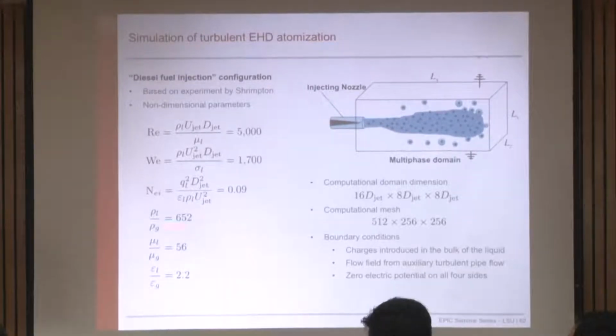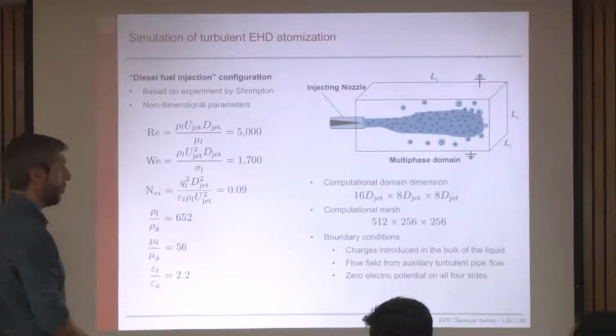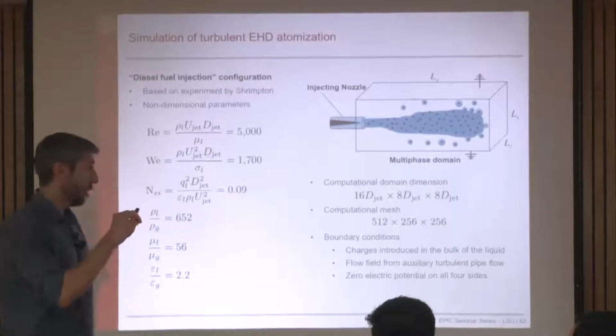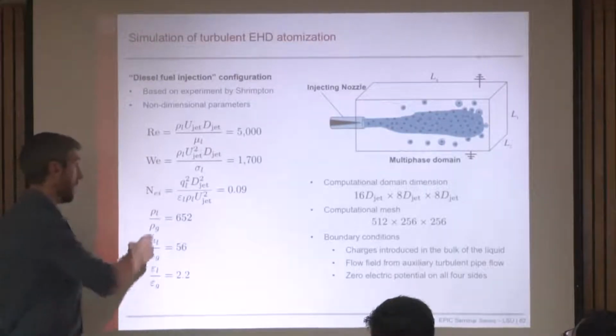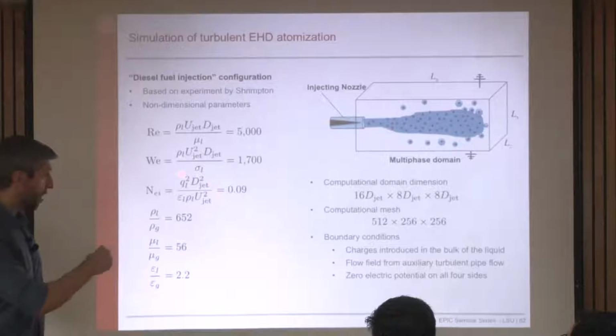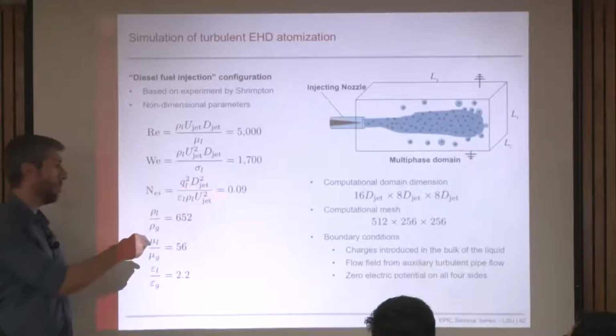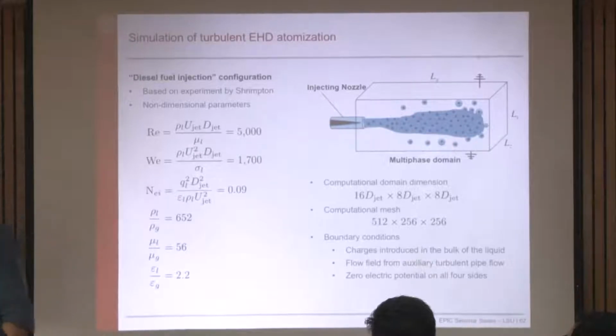This is the density ratio, the ratio of the electric permittivity, et cetera. And so we're going to inject this with a charge characterized by an electroinertial number, the ratio of the potential for the Coulomb force to the inertia, of about 10%. So we expect the Coulomb force to be about 10% of the inertial forces.